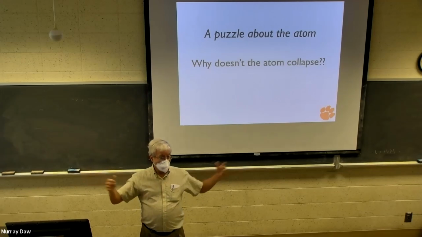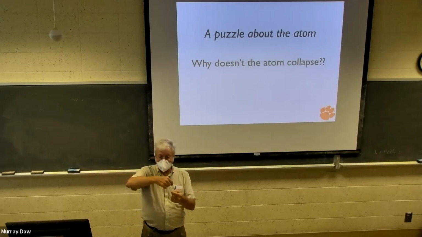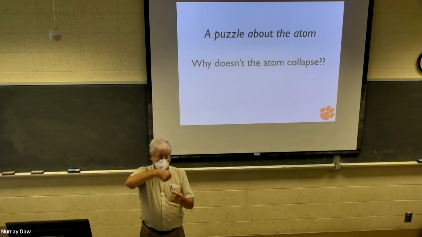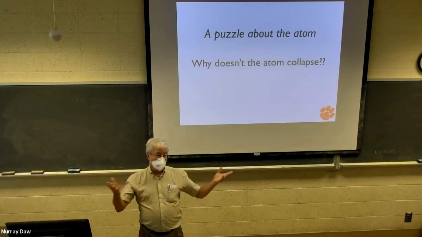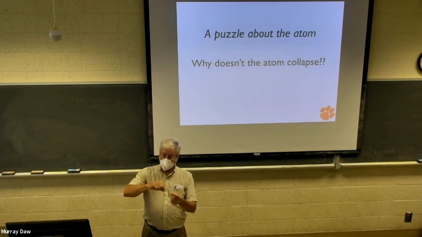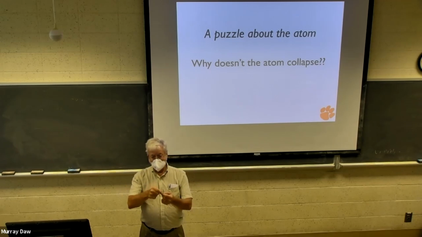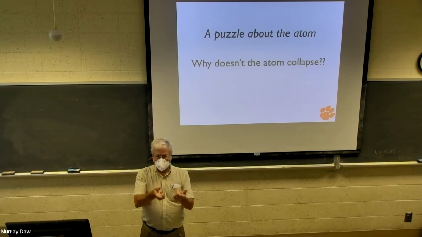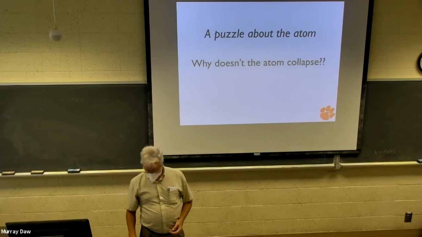The solar system, that's the eventual fate of the solar system. The planets are spiraling inward. Over enough time, they will just collapse. It's going to take a long time. But the principle in the atom is why is the atom stable? Why doesn't the electron just collapse onto the proton, onto the nucleus?